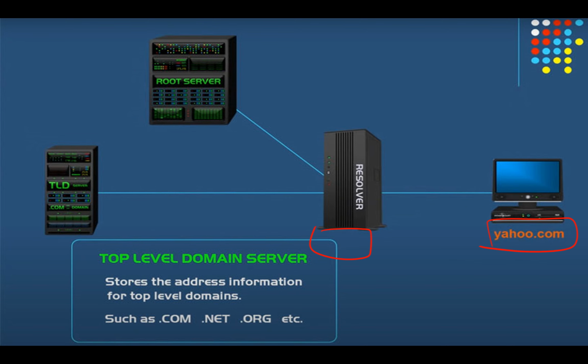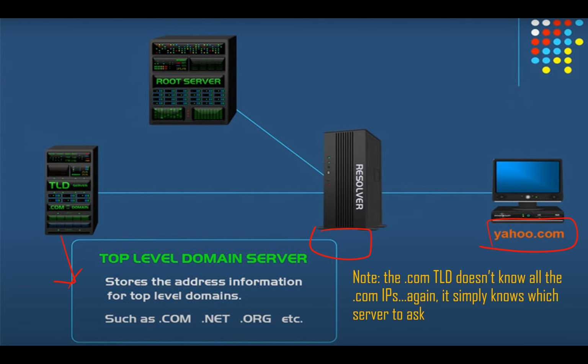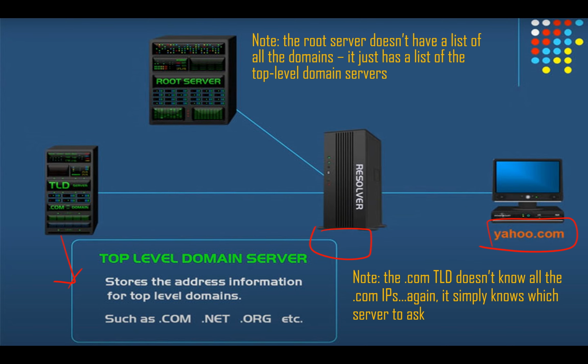So again, if you've got a .com domain that you're trying to resolve, then it's going to say, you should go to this, for example. Then it's going to point you to the correct authoritative name server. I guess you can just read that right there. The .com TLD doesn't actually know all the .com IPs. Again, it simply knows which server to ask. And the root server as well doesn't list all the domains, it just has a list of all the top level domain servers.